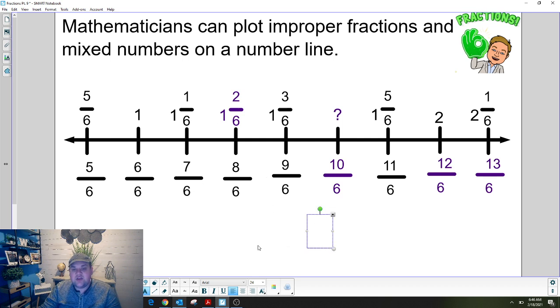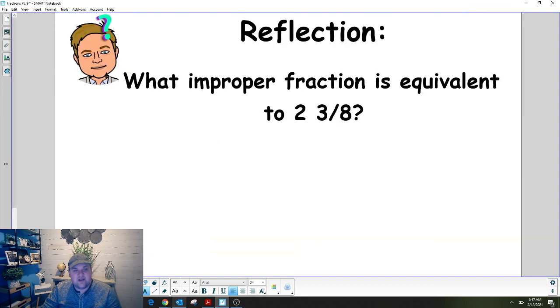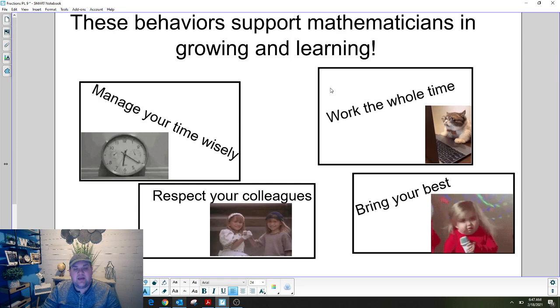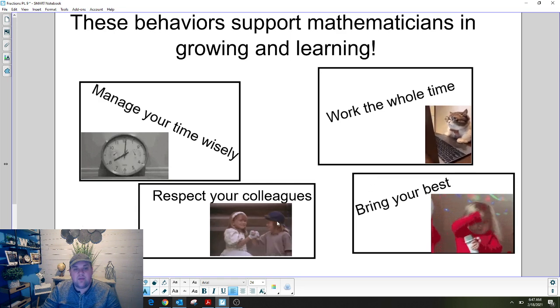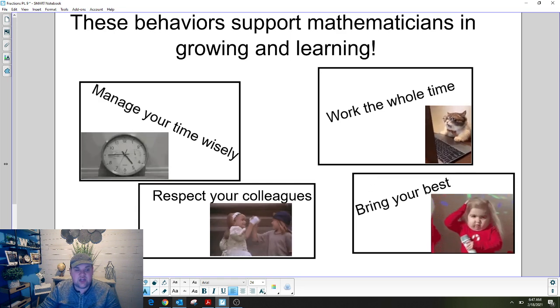So as you work today in your math workshop, you are going to continue working with fractions, mixed numbers, and improper fractions. So keep this in mind as another tool for you to use as you work with those different ideas. As you work today, remember to keep in mind our behaviors that support mathematicians. Remember that we need to make sure we are working the whole time, we're bringing our best, we're respecting our colleagues, and we're managing our time wisely.